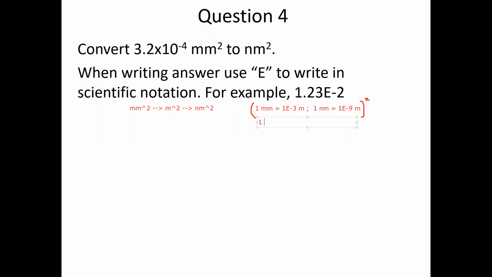Remember, when we square, we multiply, so 1 millimeter squared is 1 times 10 to the negative 6 meters squared. 1 nanometer squared: again, nanometer is 10 to the negative 9th, we square it, we get 1 e to the negative 18 meters squared. So we have our conversion factors in the squared unit. Now we're ready to set up our train tracks.